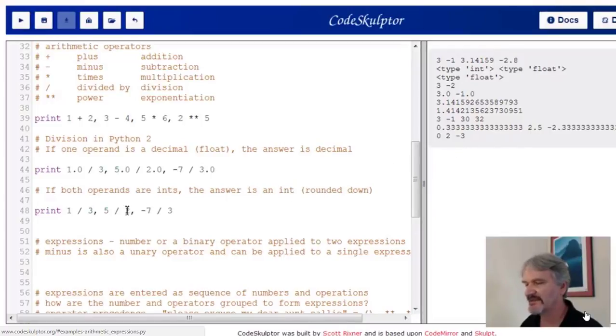5 divided by 2 is 2.5, so the integer answer would be 2 here. We rounded 2.5 down. If we do minus 7 divided by 3, well, integer division gives minus 3. We'll actually talk about division more later on when we talk about remainders, and we'll have a second operator called // that is explicitly integer division.